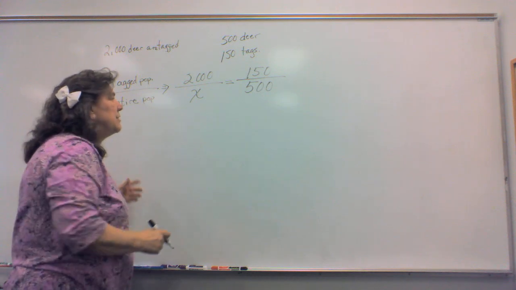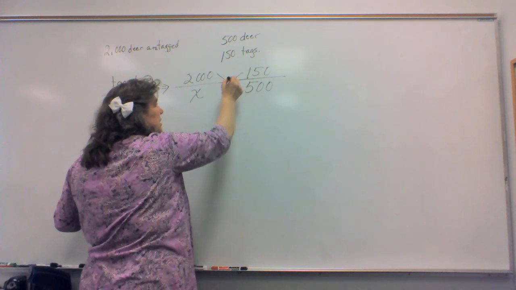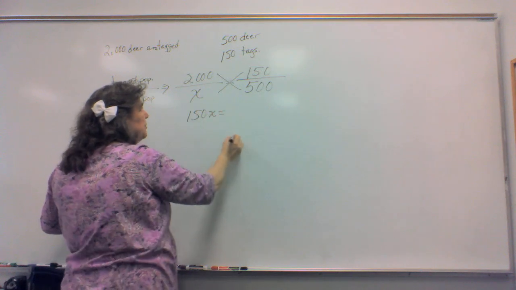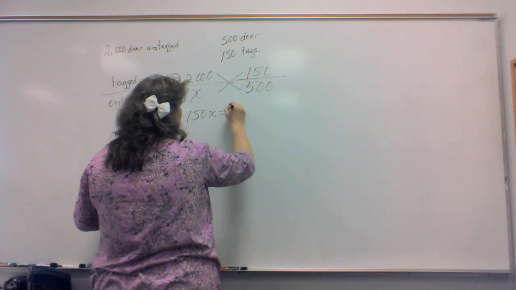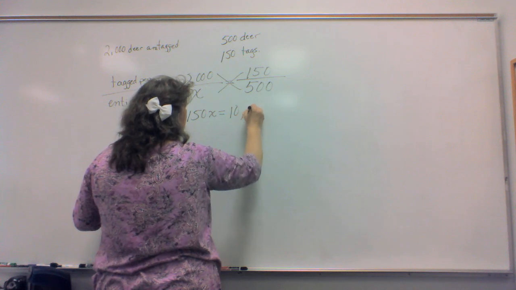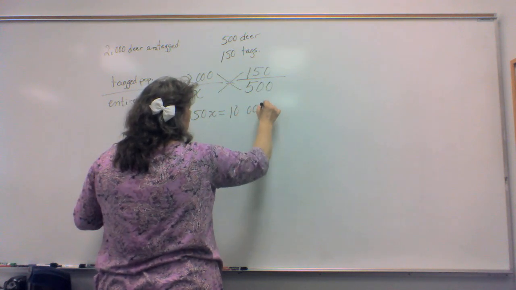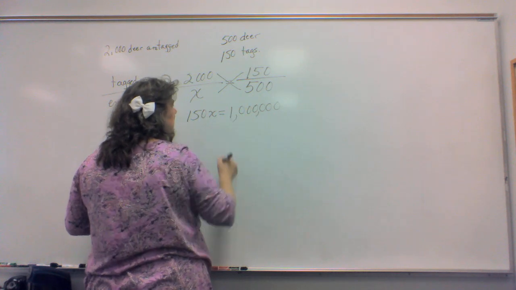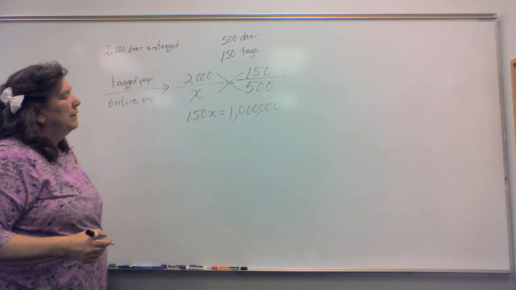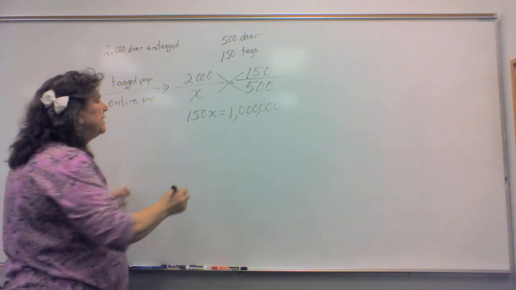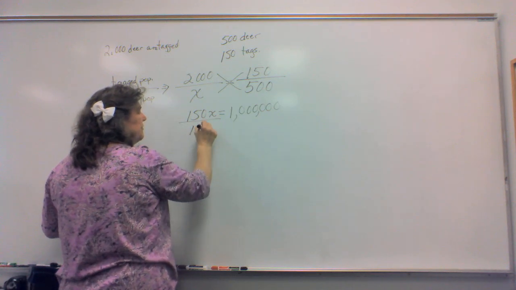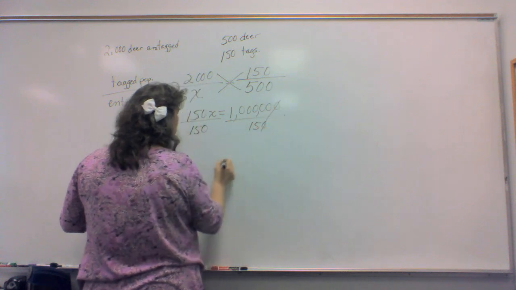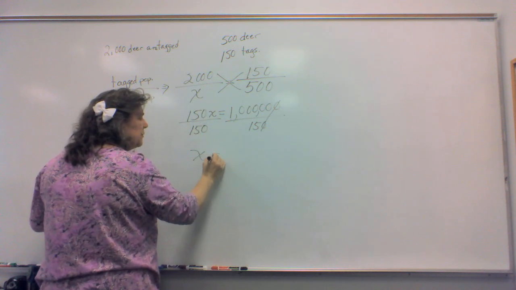So now we can use our cross products. 150x is equal to 2,000 times 500, which is 1 with 6 zeros... that is, 1,000,000. So now we're going to divide by 150, and we will find out how many deer we had in the original population.